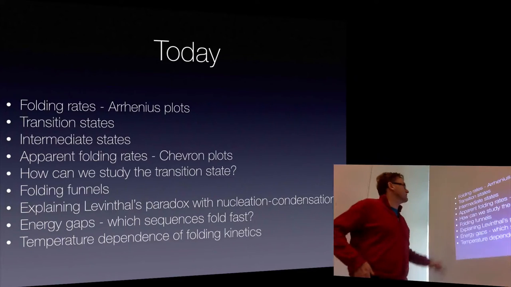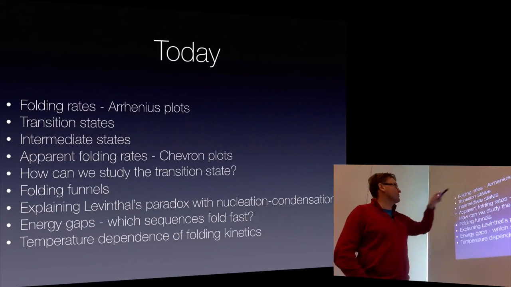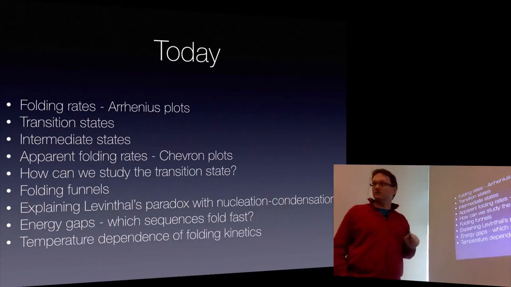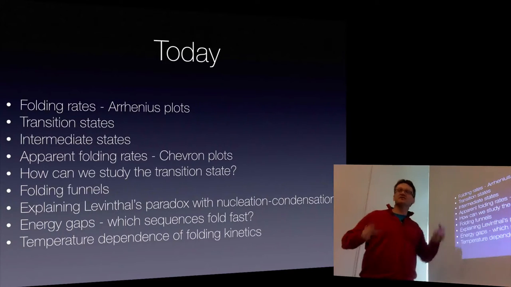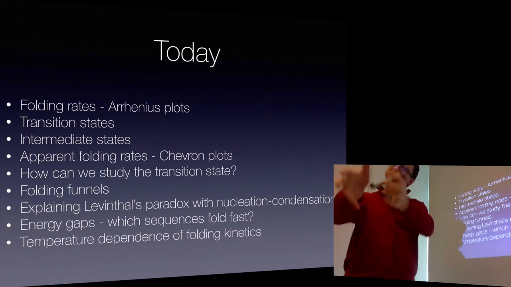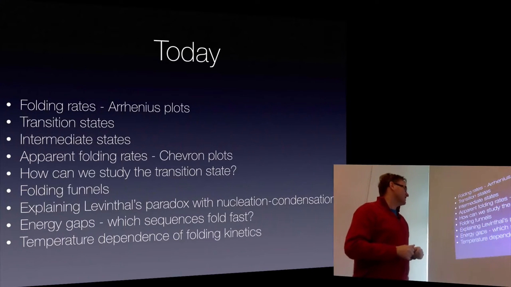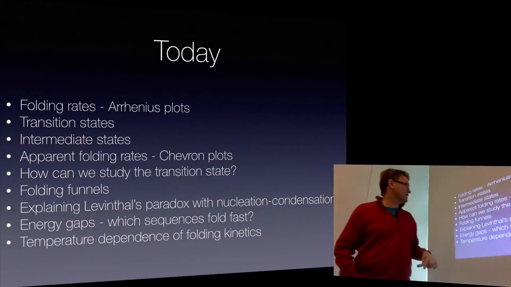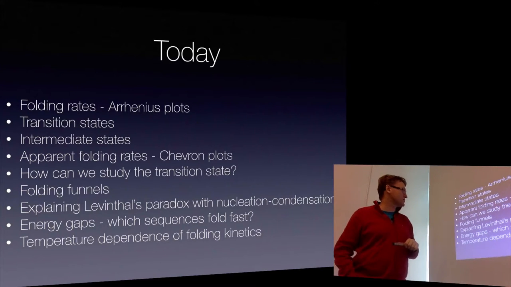And we're going to speak a bit about folding rates, Arrhenius plots. It's important at Stockholm University, I guess. We're going to look at both these transition and intermediate states and come back to what they were. Folding funnels is a very key concept. This really goes back to what I just told you about. A folding funnel is some sort of guided pathway where we are able to fold fast enough. And we're going to use this nucleation condensation model to really explain Levinthal's paradox and why proteins fold fast enough.